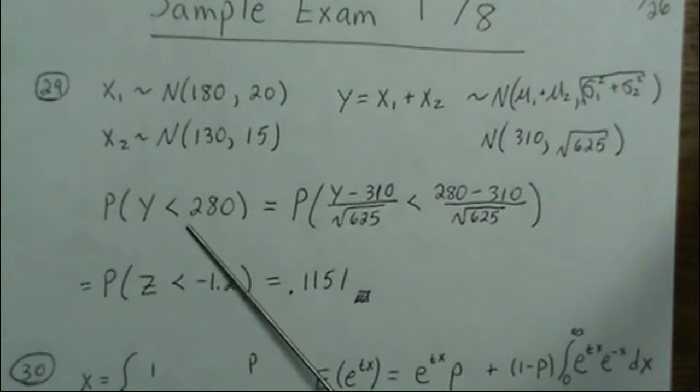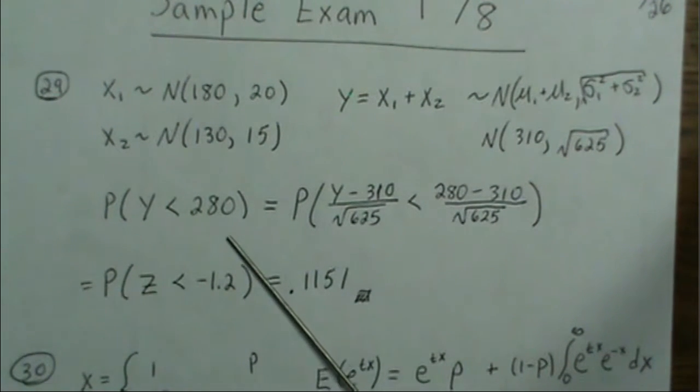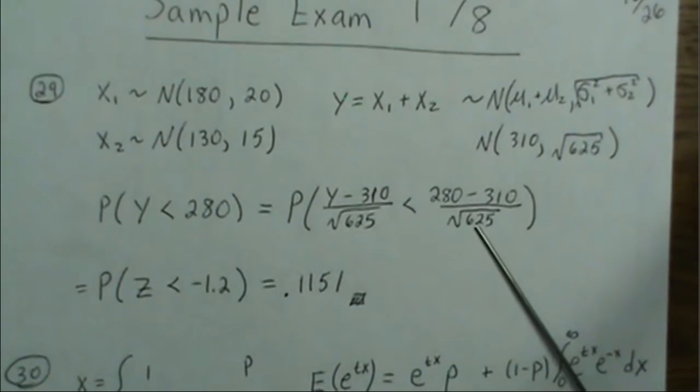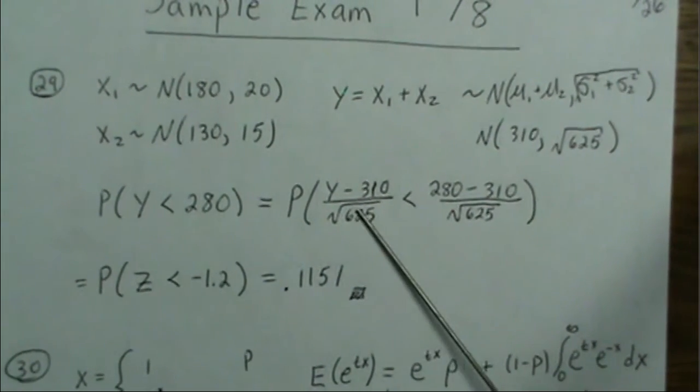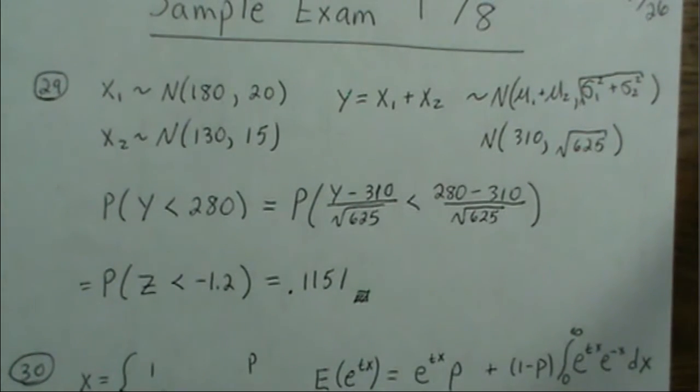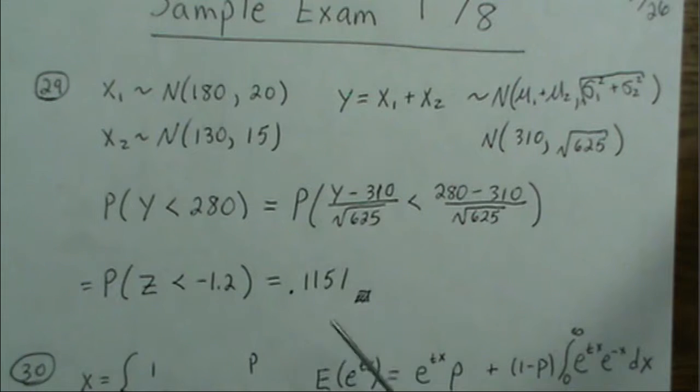So to find the probability that we're less than 280, we subtract the mean from both sides, divide by the standard deviation, and that is a z value. And that is equal to minus 1.2. Looking it up in a z table, we get 0.1151.